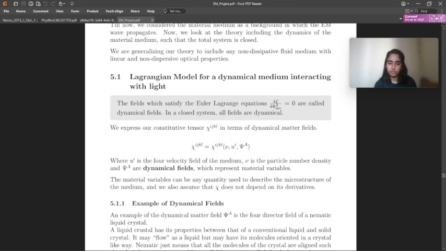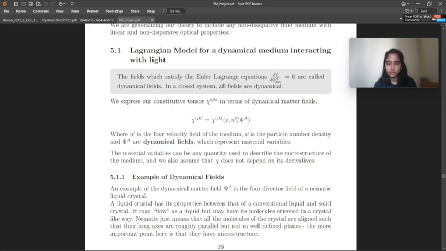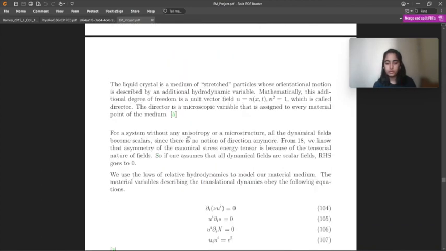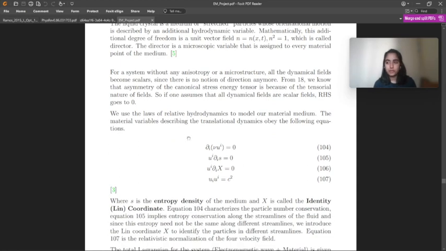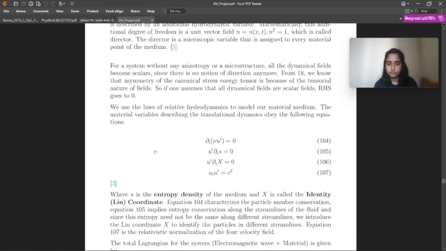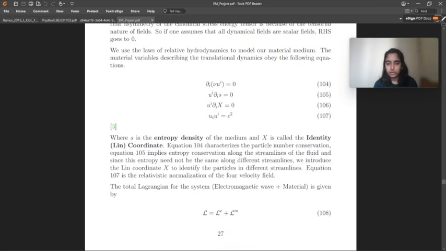An important thing to note here is that fields which satisfy Euler-Lagrange equations are called dynamical fields. For our medium, we call these dynamical matter fields, and we express our constitutive tensor chi in terms of these dynamical matter fields, where nu is the number density, mu is the four velocity, and phi a are our dynamical fields. And for a system without any microstructure, our dynamical fields tend to zero. And from our discussion before this, we know that this implies that the BR tensor is symmetric.